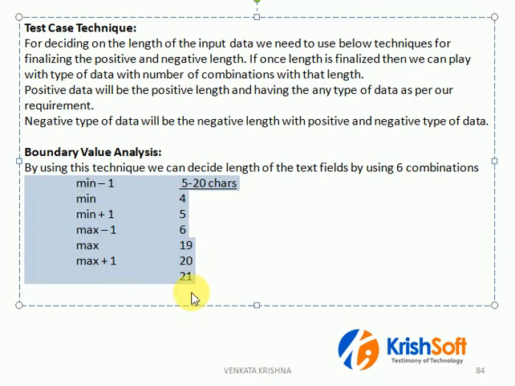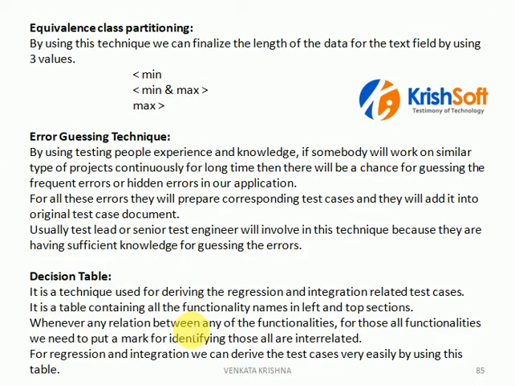Similarly, some companies may also use equivalence class partitioning. This technique tells you to write only 3 test cases for each text field: less than minimum, between minimum and maximum, and greater than maximum. In this case, 1 to 1 lakh characters. Less than minimum, I can take 0. Between 1 and 1 lakh, I can take 50,000. Greater than maximum, I can take 1 lakh 10. So 2 negative, 1 positive. If it is working, then that text field should work. That's it. We should not write that many test cases.